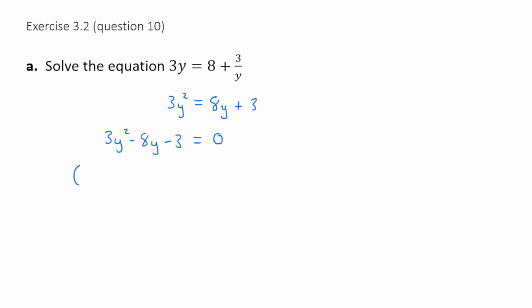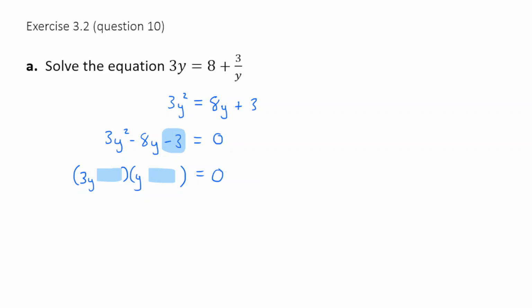Now, of course, you can solve this using the quadratic formula, and that is perfectly fine. But we can also try to factorize this. Now, there are some clues to how we can factorize this. First of all, we can guess that 3y and y must be there because these two will multiply together to give 3y squared. Moreover, we also know that we need two numbers that will multiply together to give minus 3.